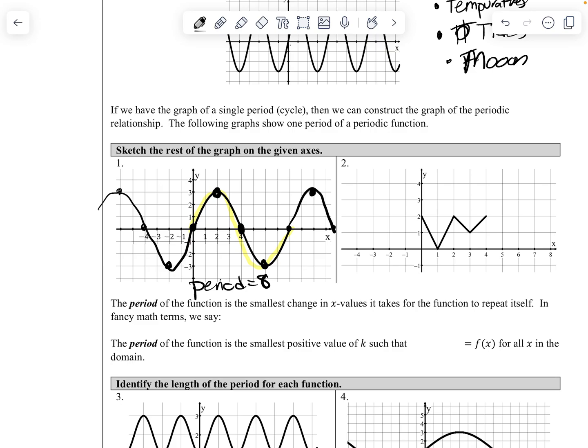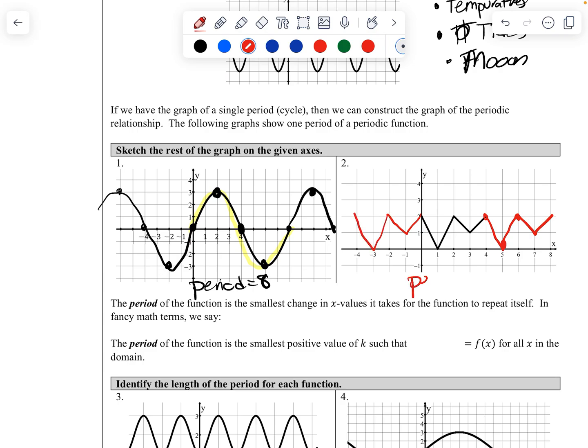This one asks us to draw it again. So again, think about cut, copy, and paste. It starts at 2, then goes down to 1, back to 2, and then this way. This is the end, so it would go. And what is the length of a period here? Our period length would be 4.